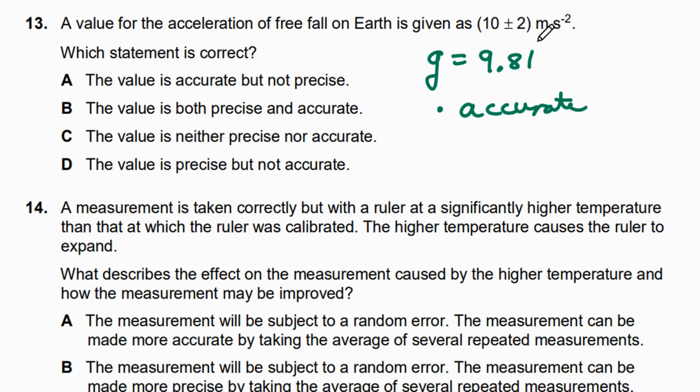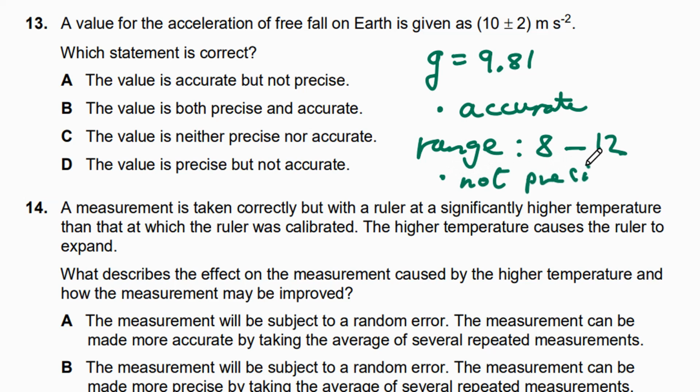If you look at the range of values, the range will be between 10 minus 2, which is 8, and 10 plus 2, which is 12. So this is quite a wide range. So it's not precise. So it's accurate but not precise. So let's see which one it is. Of course, here it's A.